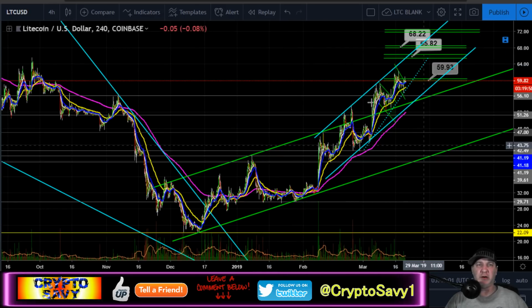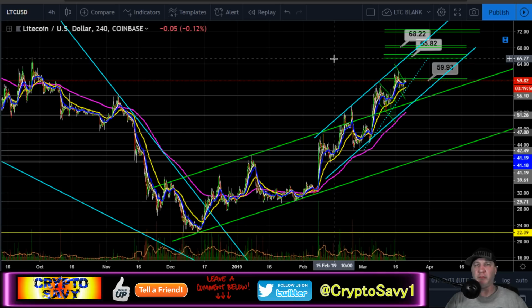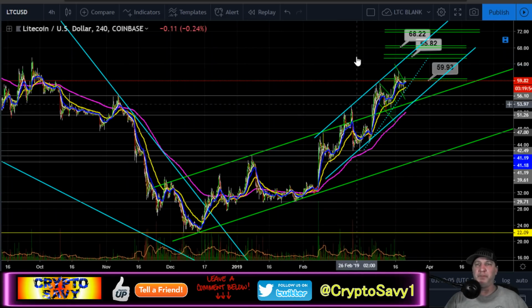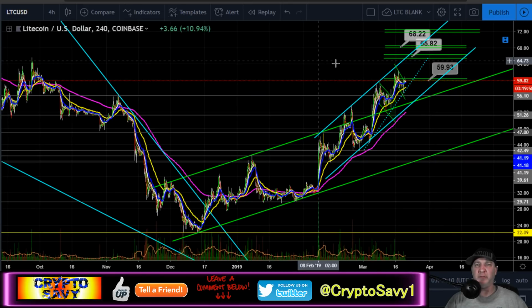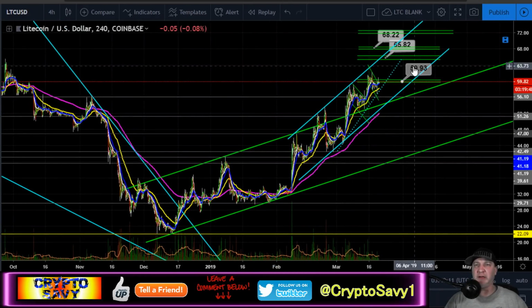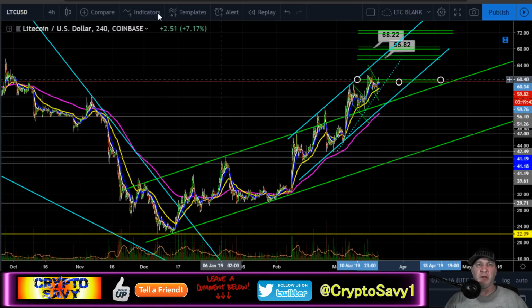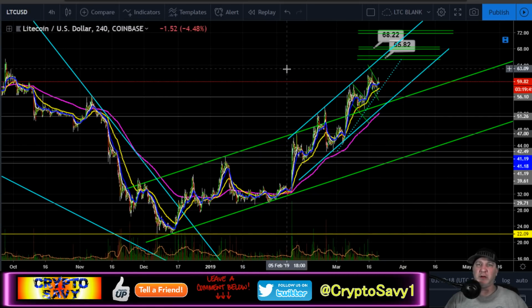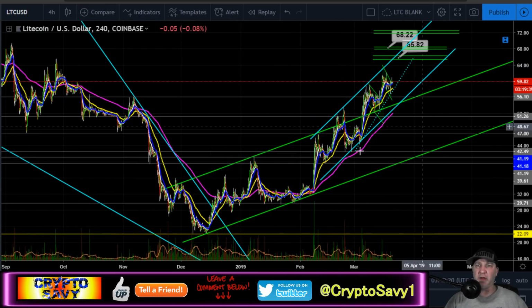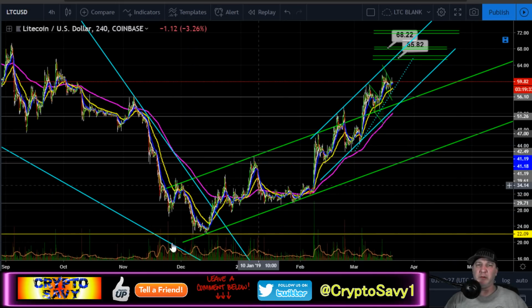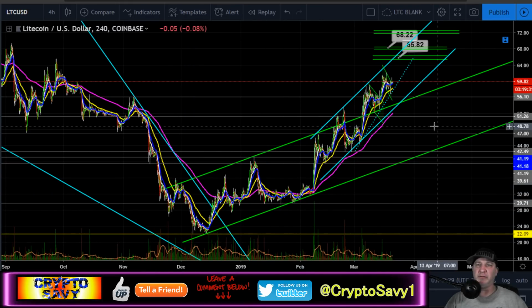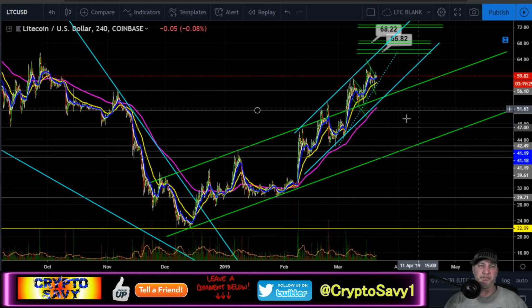Anyways, let's look at the chart here. We're looking at Litecoin in the 4-hour. As you can see, I had this target up here at the 59 that we've hit. So I'm going to get that target out of the way now. And let's take a look at what's going on here. You can see I have this channel drawn up here. Obviously, you remember this channel we've had drawn here for a very long time.